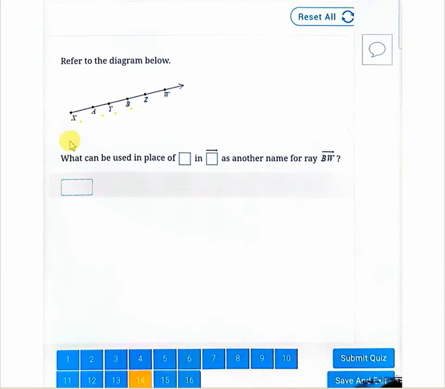Next one. What can be used as another name for BW? Now look, BW is going in this direction. You're supposed to have the endpoint as B. So it's going to be BZ. Okay?